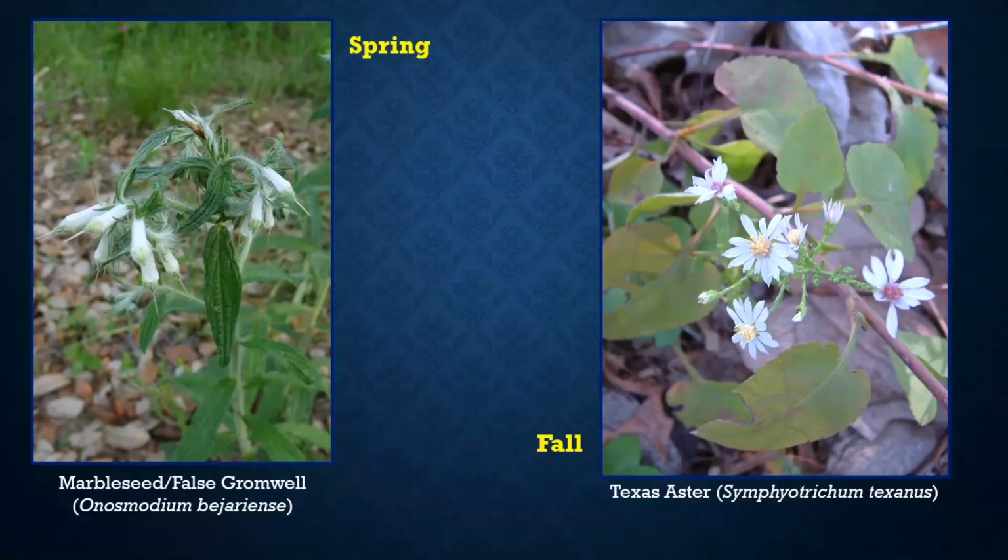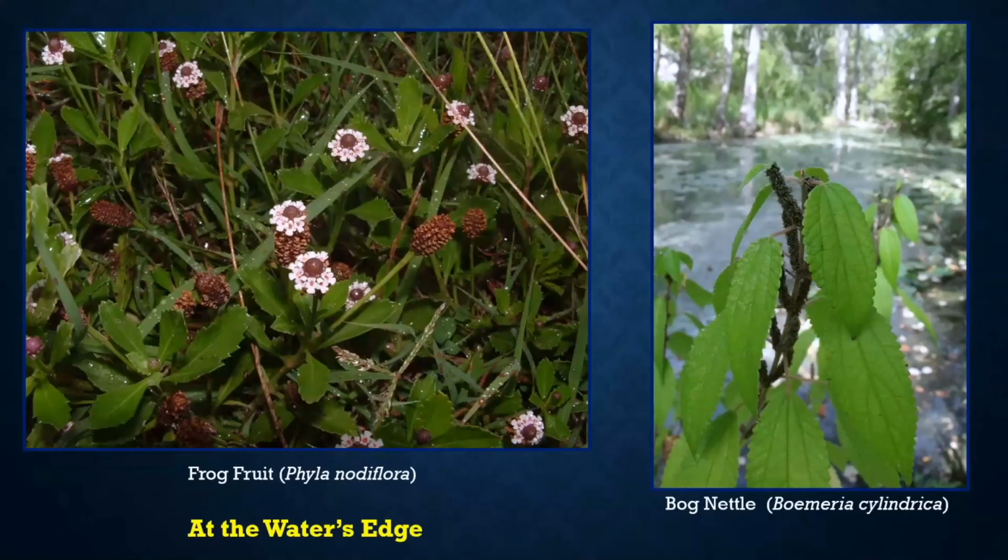And in the fall, we have a plethora of asters. One example is Texas aster. It grows in riparian areas and in other settings, of course. But these are just a few of those examples of some of the wildflowers you might see in a riparian zone. And then we have a few of the other things that as you get closer to the water, right to the edge of the water.